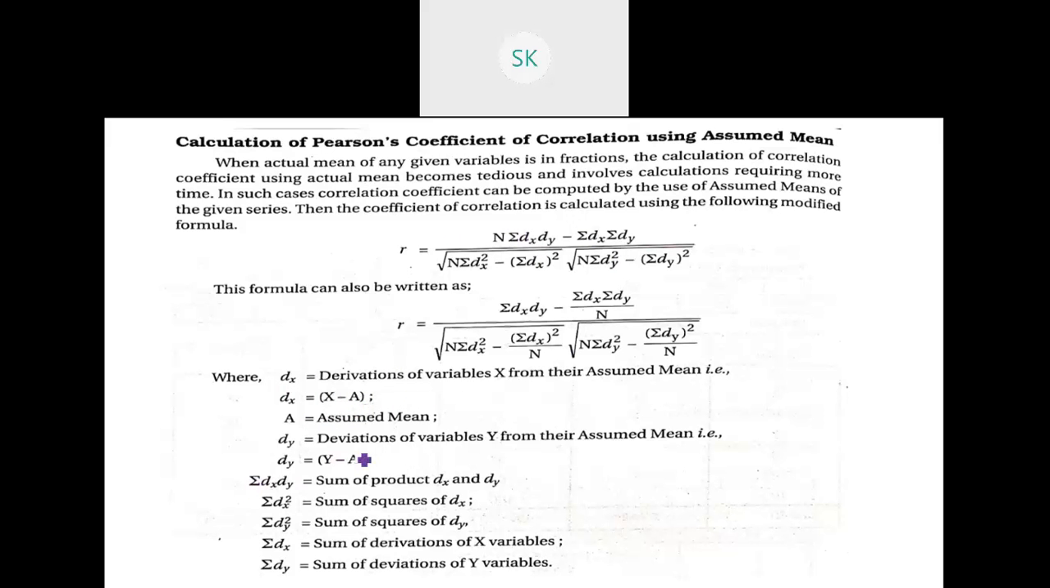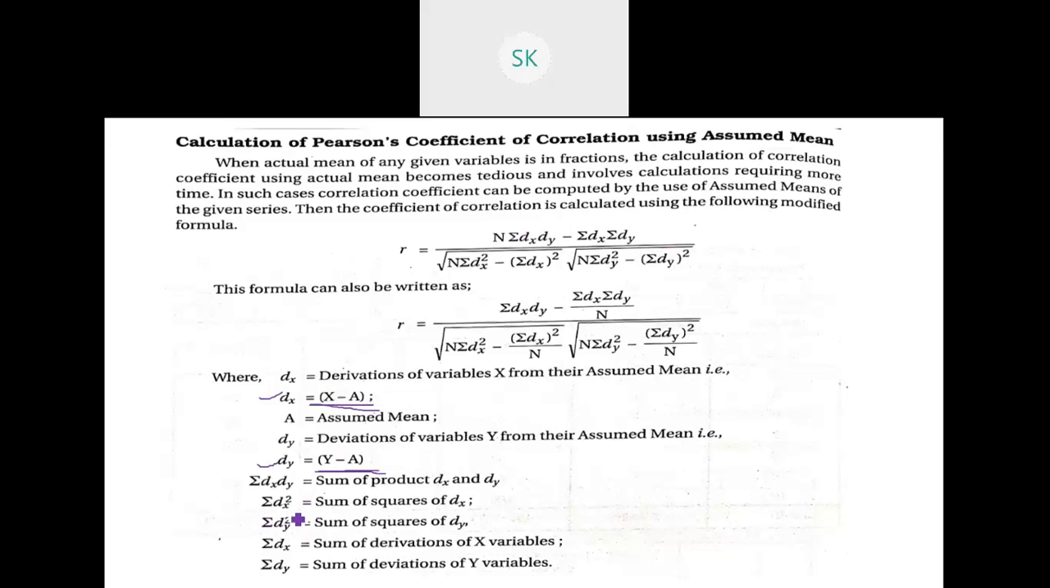Similarly dy is the deviations of variable y from their assumed mean again. So dy is nothing but y minus assumed mean. So dx is x minus assumed mean, dy is y minus assumed mean. Next, summation dx dy, the sum of the product dx into dy. You would have already calculated dx and dy here. When you multiply dx into dy and add all those values, that is called summation dx dy.